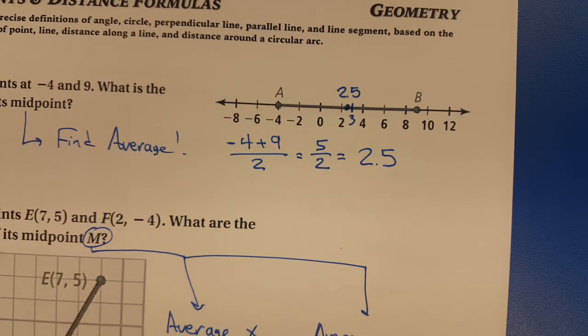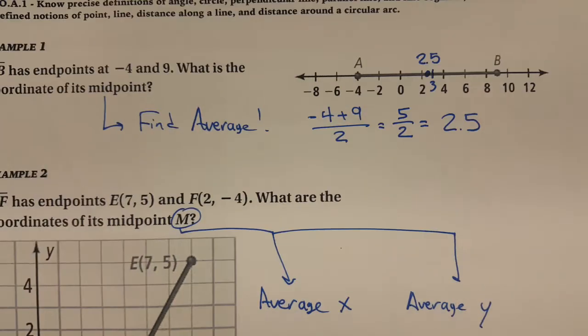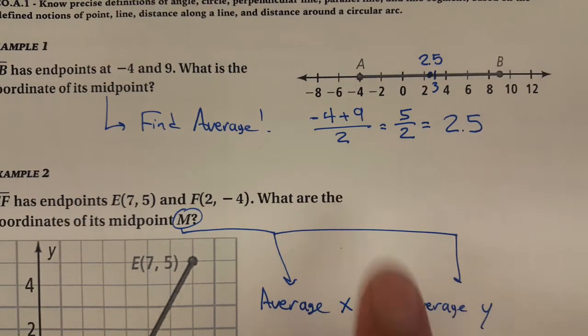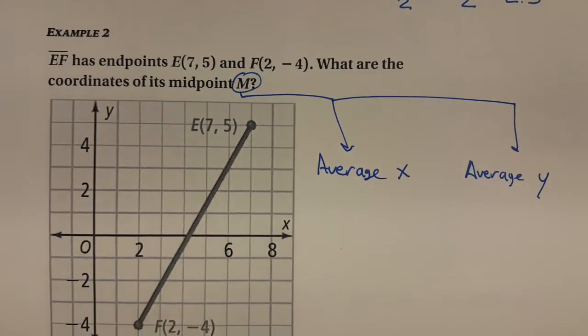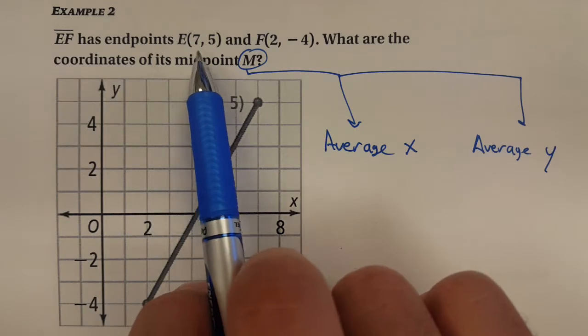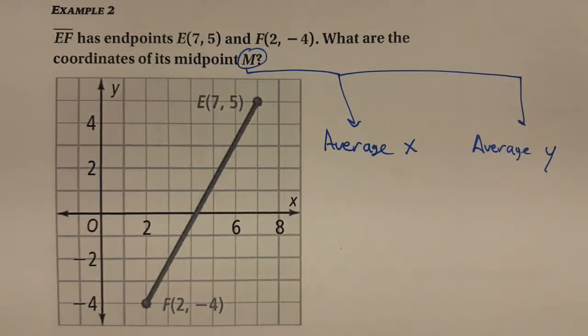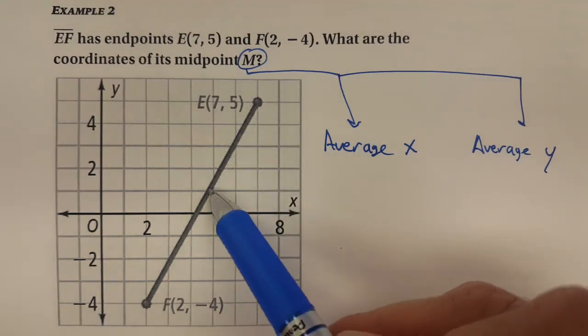What happens when you have a diagonal line segment such as this? It's really easy if it's on a number line. Add them and divide by 2. What if you have a line segment, especially a diagonal one? Okay, so here we have EF with these endpoints right here. What are the coordinates of the midpoint? All right, so where is the middle? It's kind of along the line, I'm guessing right about here.